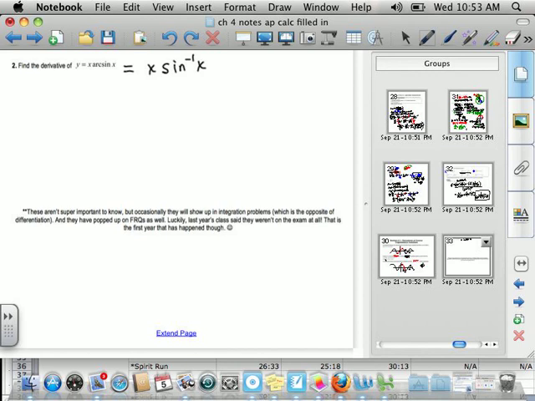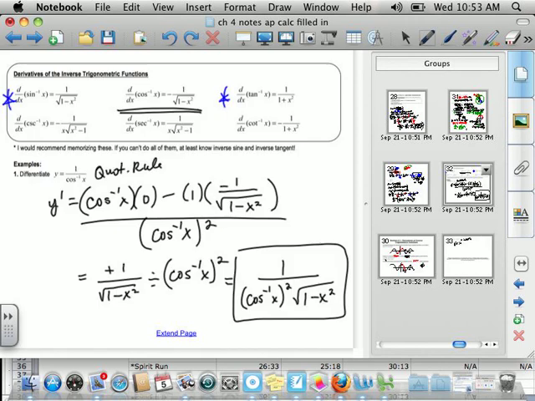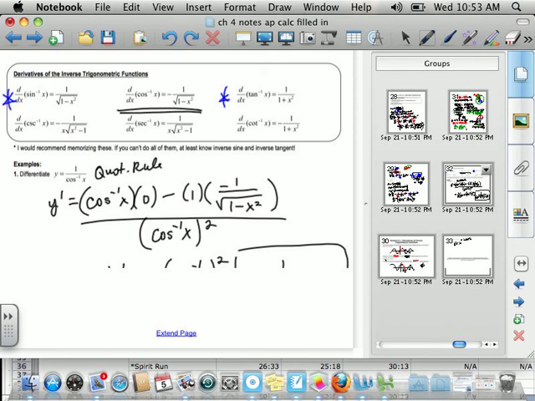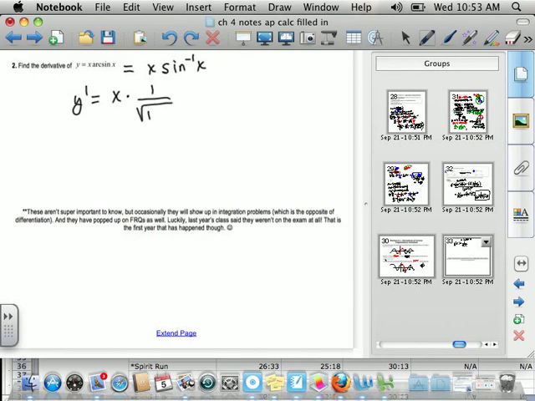Okay, so I have y prime. I have to use the product rule. So first times the derivative of the second. So if you need to look back, remember we derived that, but it was 1 over the square root of 1 minus x squared, plus derivative of x is 1 times inverse sine of x. So you get x over the square root of 1 minus x squared plus inverse sine of x. And that's your answer.